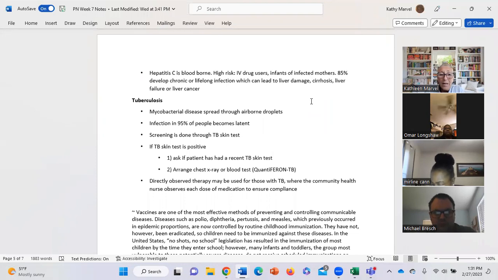Infection is 90%, 5% of the people is latent. Screening, we do a TB test. Who has not had a TB test? For a job, or if you've been symptomatic? Okay, and if the TB skin test becomes positive, we have to ask the patient if they've had a recent TB skin test, and then we have to arrange for a chest x-ray.